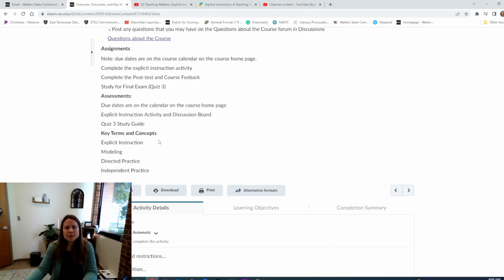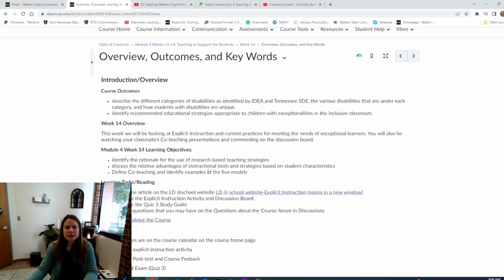I put some key terms and concepts here, so we're going to be looking at what modeling is, what explicit instruction is, so we're going to be able to define that. We're going to look at what directed practice is as well as independent practice. So those are the key concepts I want you to take away this week.